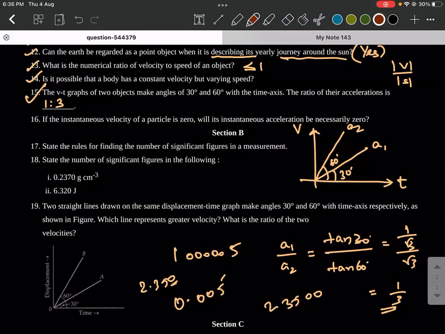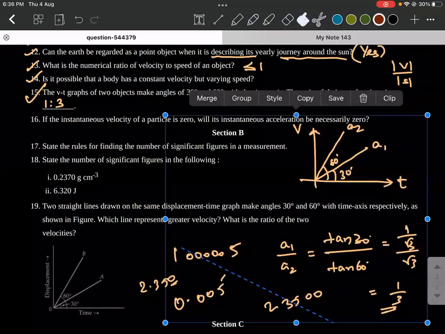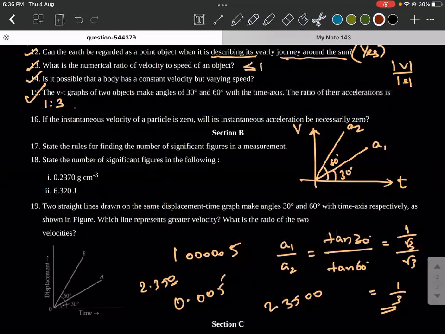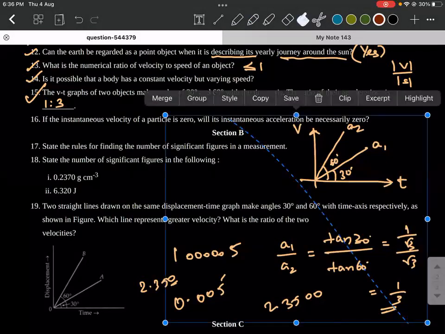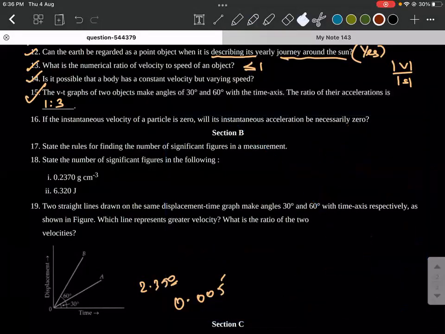So these are all the rules that we need to follow. Okay. So you read those notes and go through the lecture, you will understand. I've explained it in detail. Okay. So question 16, 17. State the number of significant figures in the following: 0.2370.